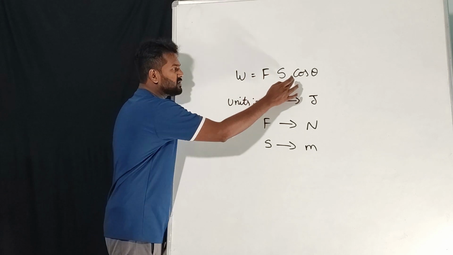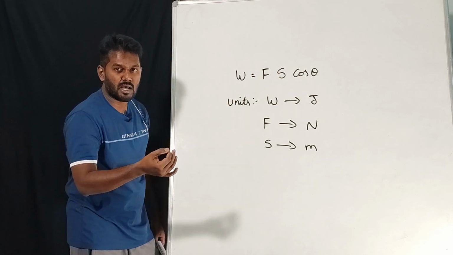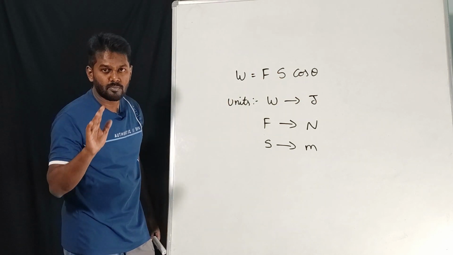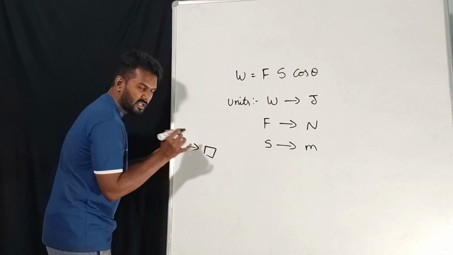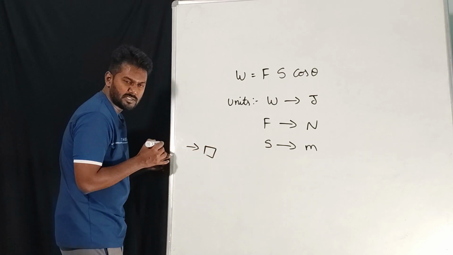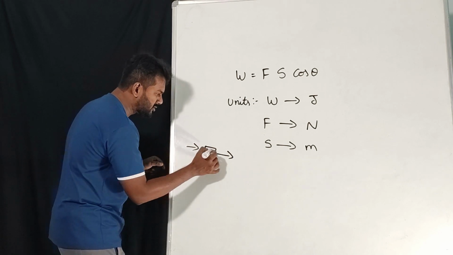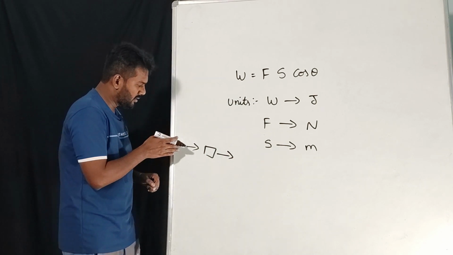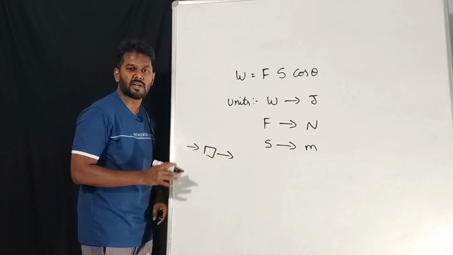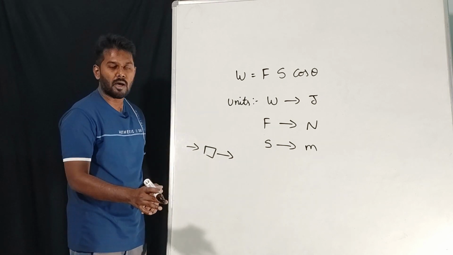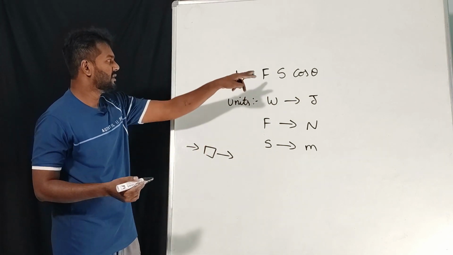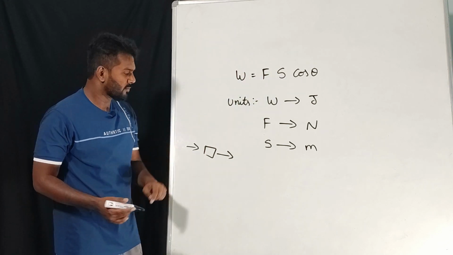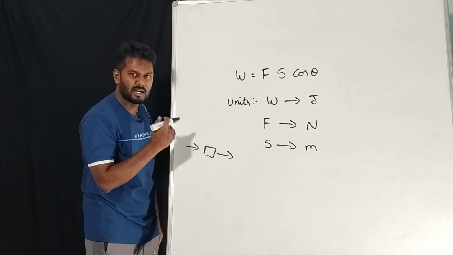See, you need to understand when we have to use this cos theta, when we should not use this cos theta. Listen, if an object, assume there is an object and I apply force in this direction. If the object moves in the same direction, the force direction and the displacement direction, if both are same, then we don't have to use this cos theta. Then work done will be just Fs. You can use cos theta also for this condition.